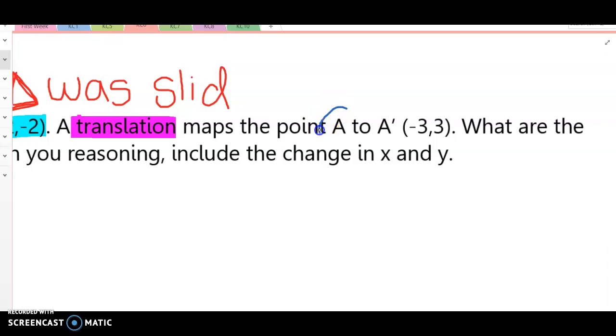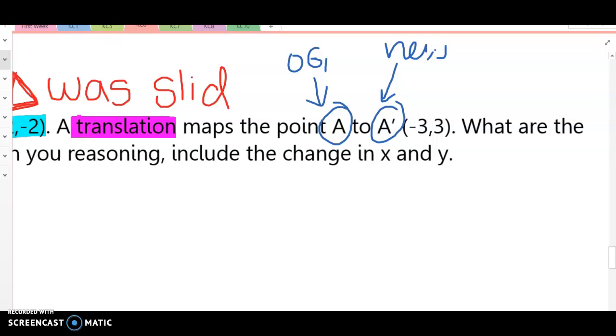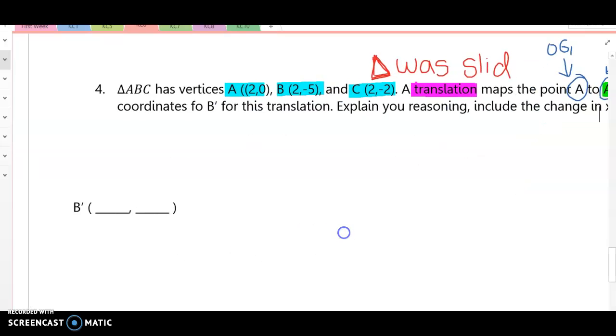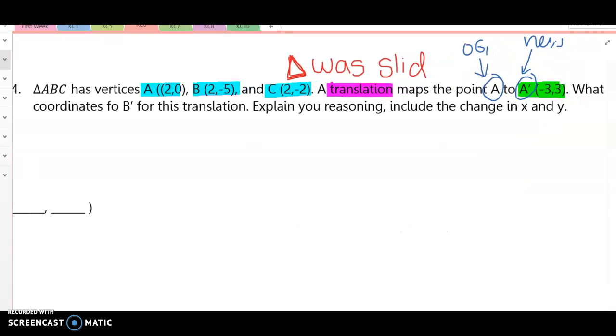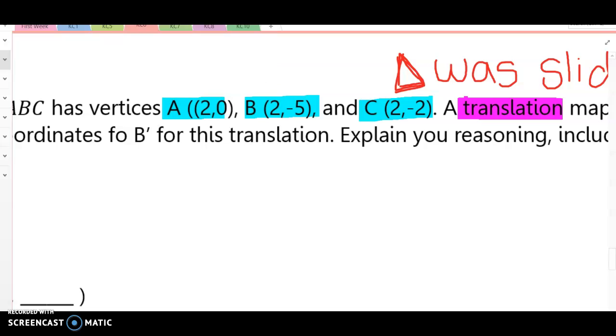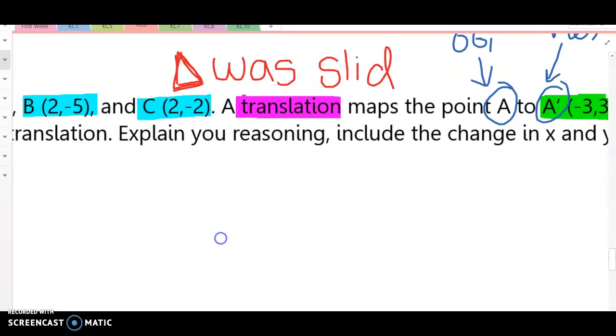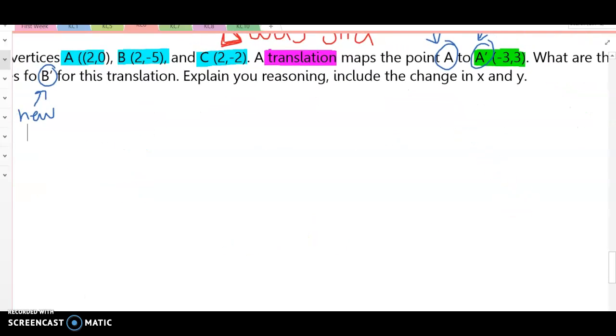So the triangle was slid, and point A moved to -3, 3. So you see the difference. This one doesn't have an apostrophe and this one does. So this is the original and this is the new one. So the new location for point A is -3, 3. It says, what are the coordinates for B? And look and see, the B has that apostrophe, so that means where's the new location for B? Explain your reasoning, including the change in X and Y.